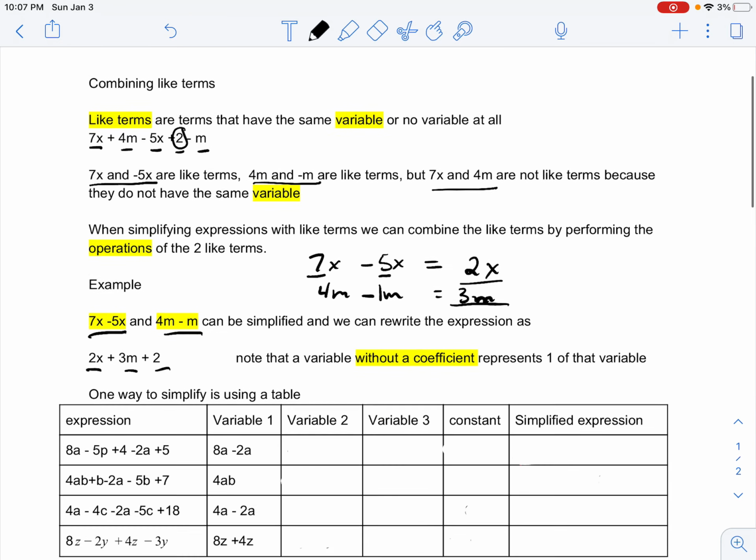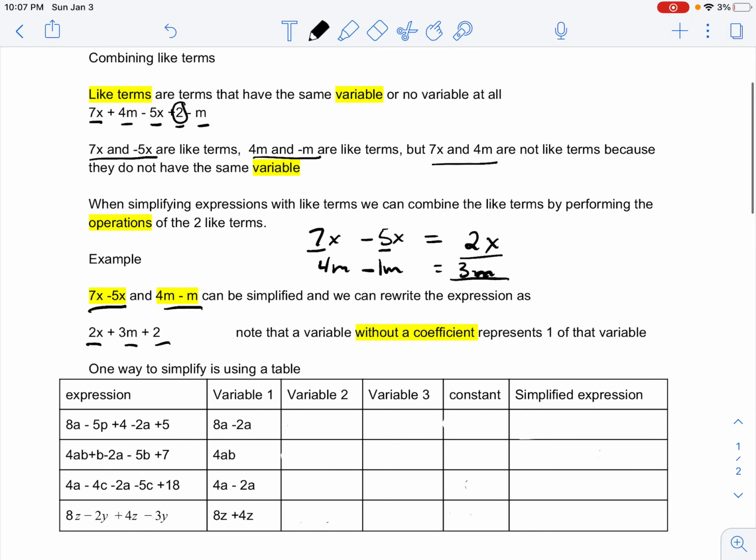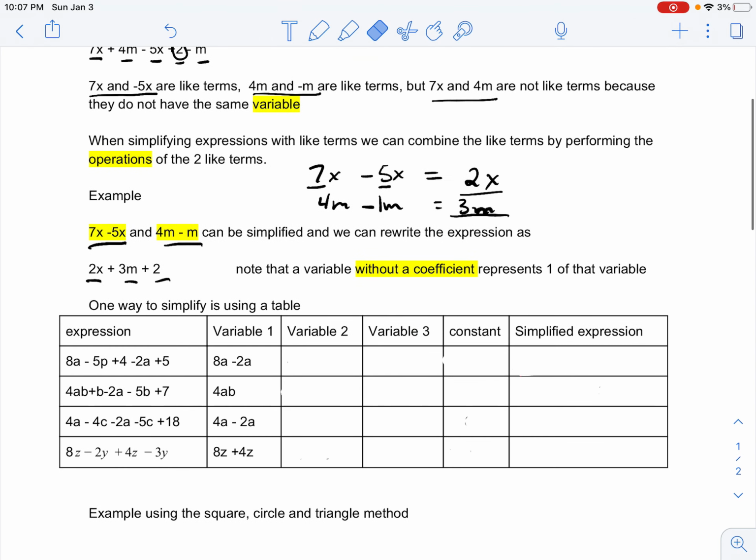Okay, so here just a little more practice. And I'm just going to break it down into steps. So here I've set it up as a table. So give variable 1, variable 2, variable 3. So we can take all our variables that are the same and write them in, and then simplify the expression.